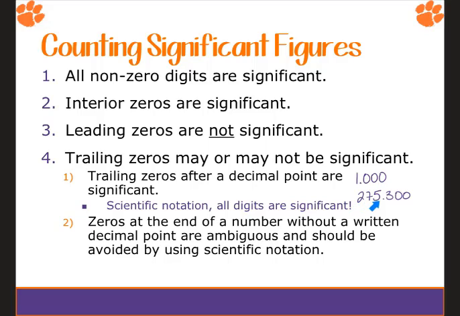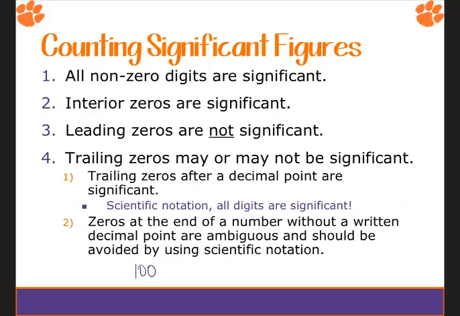And then I have 275.300. Again, these zeros are behind a decimal place. They're also behind some more numbers, but these are both significant as well. So this one has 1, 2, 3, 4 significant figures, whereas this one has 1, 2, 3, 4, 5, 6 significant figures in total. The final point of this last rule is that zeros at the end of a number without a written decimal point are ambiguous and should be avoided by using scientific notation.